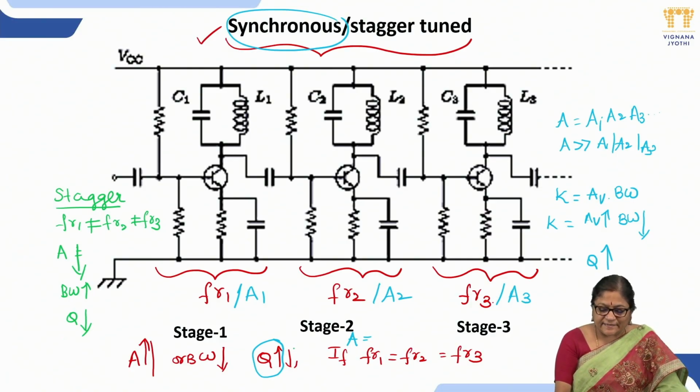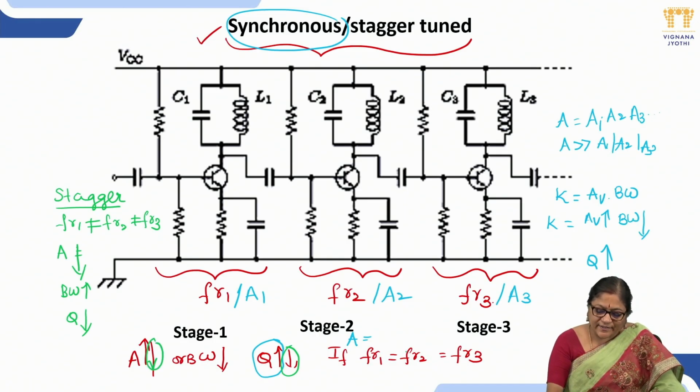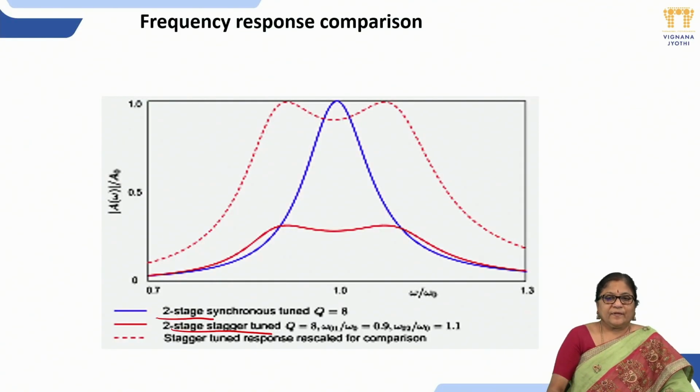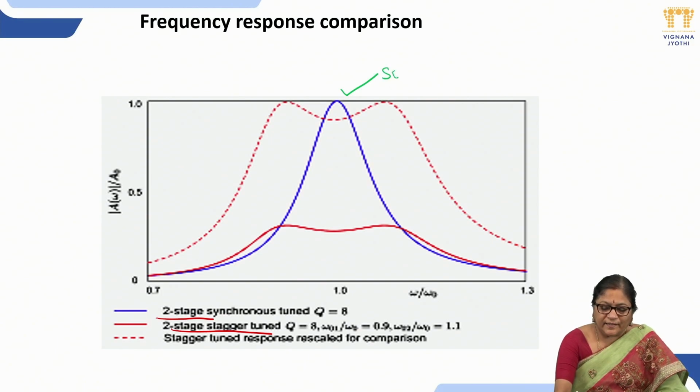So for the other case, like Q reduction, voltage gain reduction and bandwidth increment, another is bandwidth increment. So for all such cases, we should go to the stagger tuned amplifiers. So finally, we can conclude that this one is for the synchronous tuned, this one for the stagger tuned. So both are multi-stage tuned amplifiers.